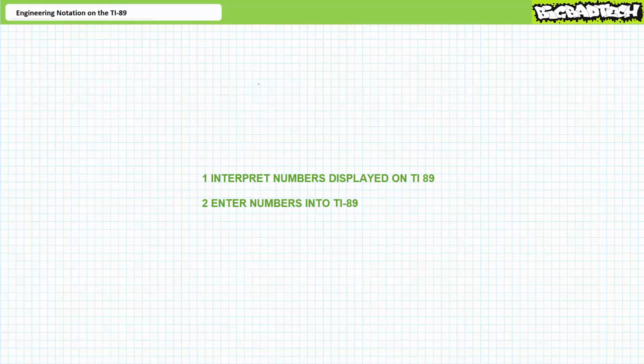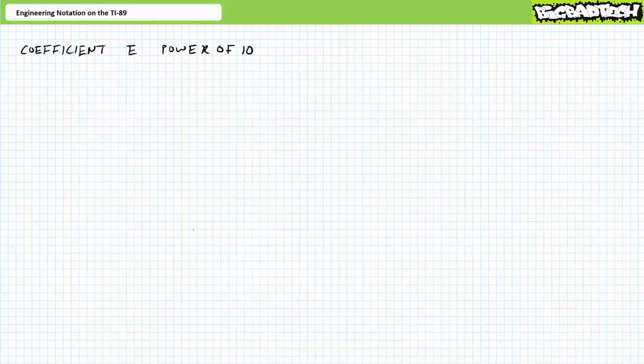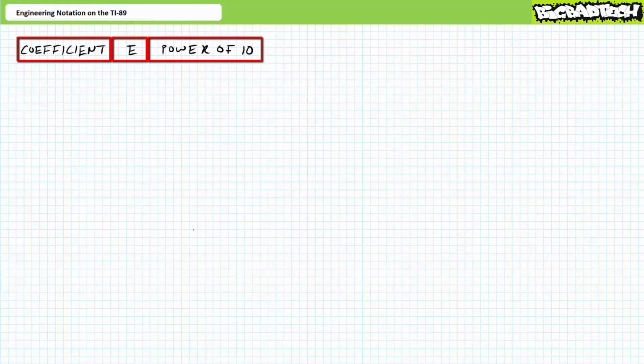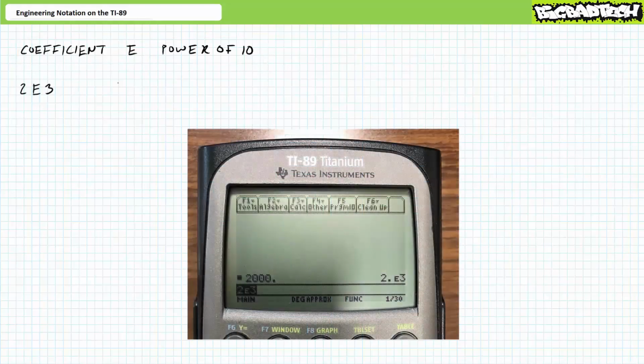Here's the key to interpreting numbers as displayed on the TI-89 in exponential format engineering. It has 3 parts. The TI-89 displays a coefficient next to a capital E next to a power of 10. This is the calculator's way of saying take the coefficient and multiply it by 10 raised to that power. If the calculator is displaying 2E3, it means take the coefficient of 2 and multiply by 10 raised to the third power, where 10 to the third power is 1,000. 2 times 1,000 is 2,000. If this number represented a quantity of power, in units of watts, this would be 2,000 watts. Or using engineering prefixes, 2 kilowatts.